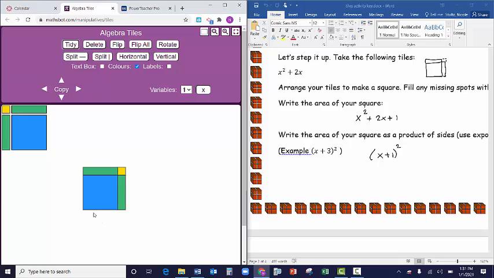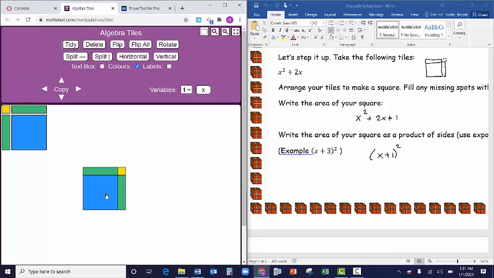And this is truly a square because the dimensions are x, 1, x, and 1. So if the length and the width are the same, that is the definition of a square. So what they want you to do is arrange these into a perfect square, fill in the missing piece with the little yellow blocks, and then we're going to write the area of our square.